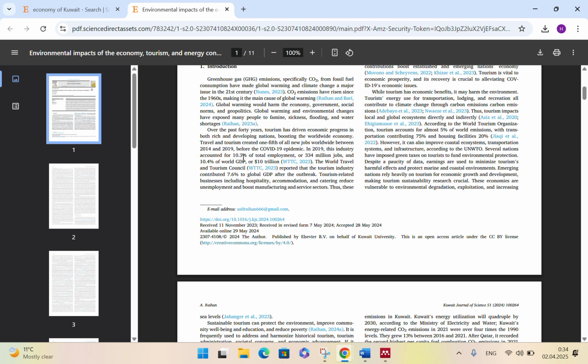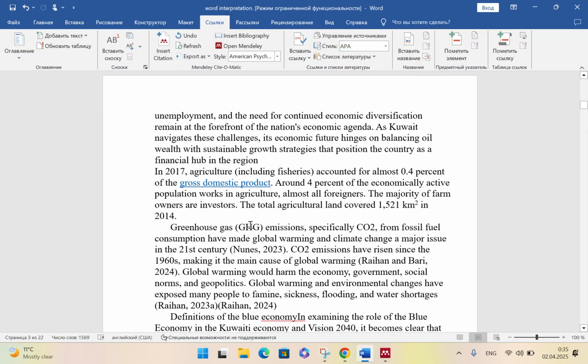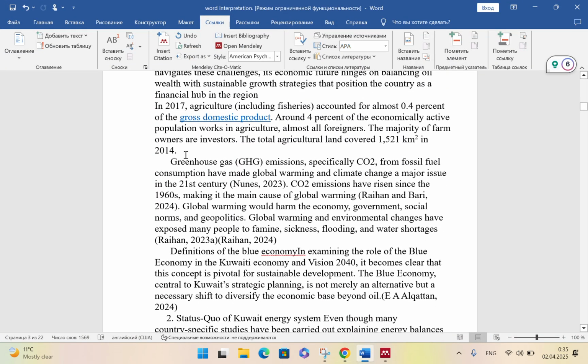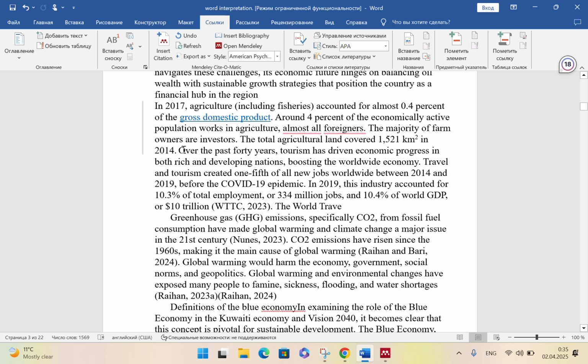Now you see, you just need to copy a little bit of a sentence from the article and go to the line and just copy it.